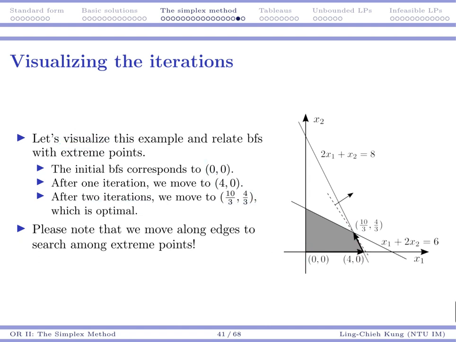Graphically, we may also see that it is indeed optimal. All right. So this not just verifies the solution's correctness, it also visualizes how we move along edges to search among extreme points. It's not just true for this particular example, it's true for all linear programs. As long as you use the simplex method to move along basic feasible solutions, graphically you always move along edges. Okay?